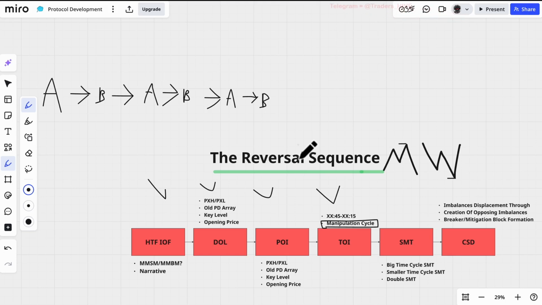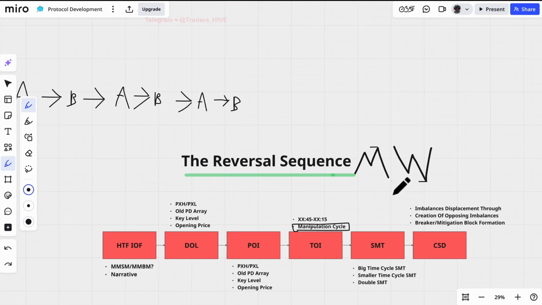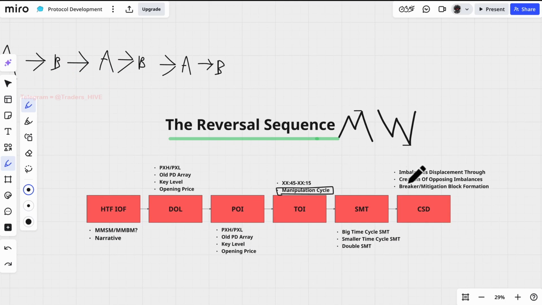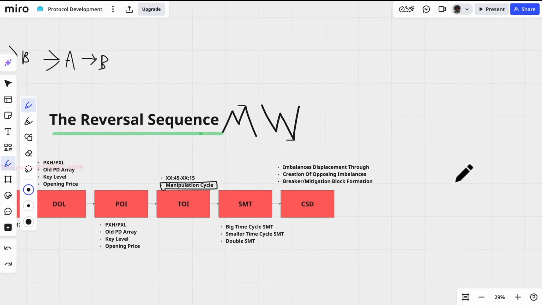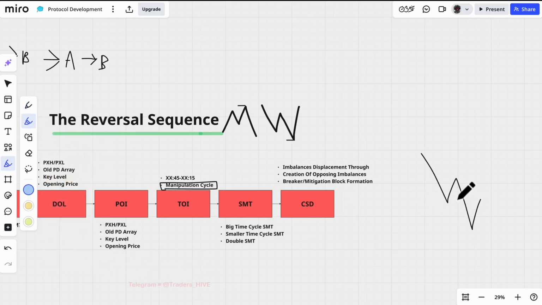Now, the final step which we're going to be paying attention to is CSD, change in the state of delivery. Now, for CSD, I've defined 3 different ways that you can be looking at CSD. First of all, imbalances displacement through, meaning imagine that there is, for example, a reversal which has taken place on the upside, and you have imbalances which formed right here on the left side of the curve. You have imbalances which formed here, and you have imbalances which formed here. These are CBs.